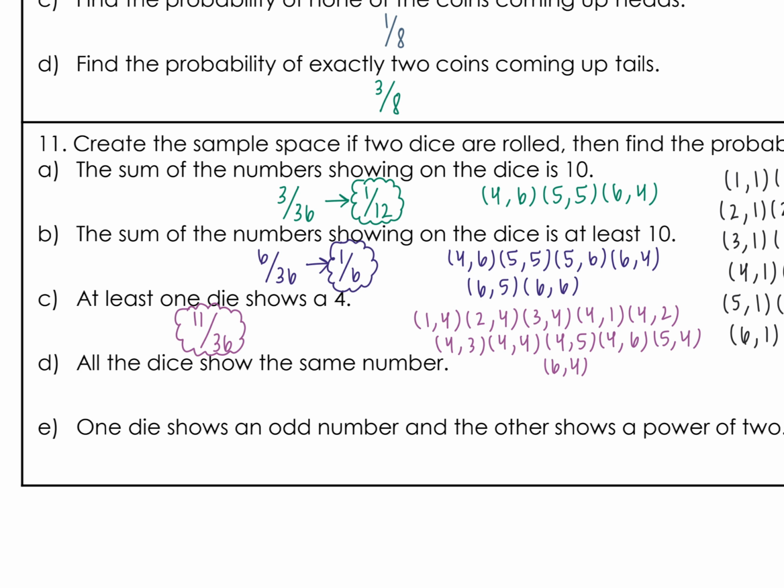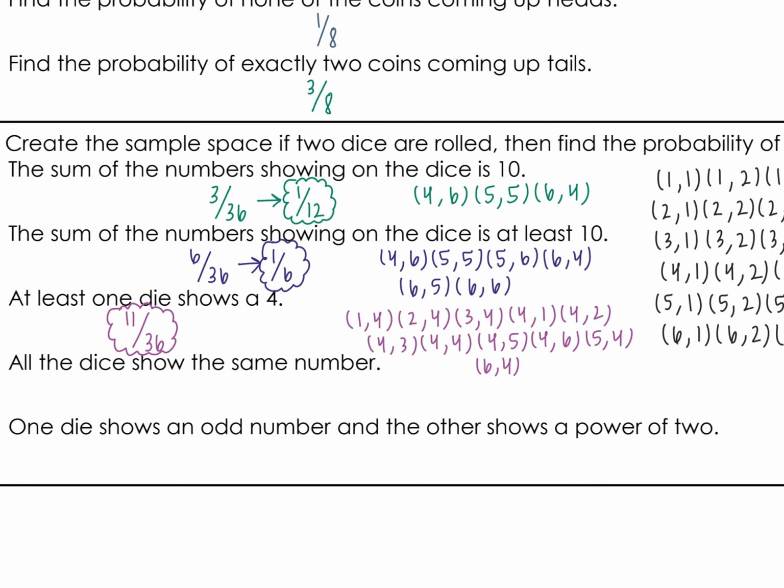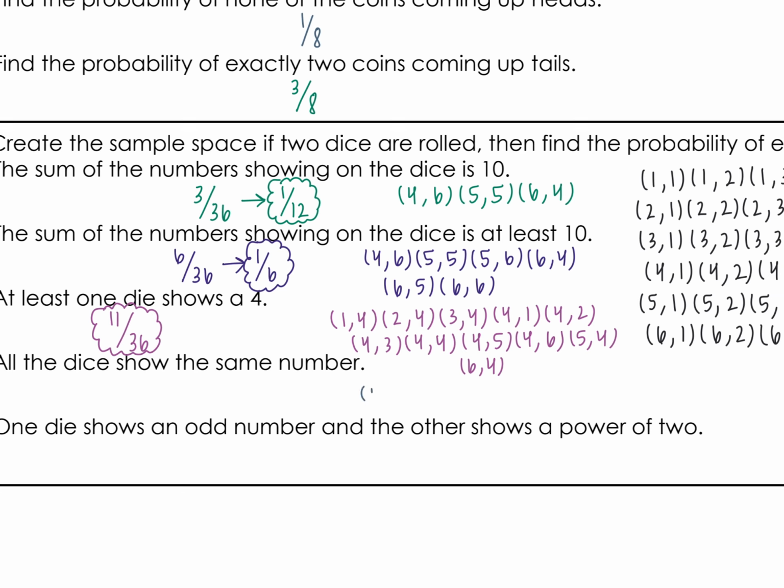All right, now we have all dice show the same number. Well, we've got our 1, 1, 2, 2, 3, 3, 4, 4, 5, 5, and then 6, 6. All right, so that's going to be 6 over 36. And so we'll get 1/6 again.